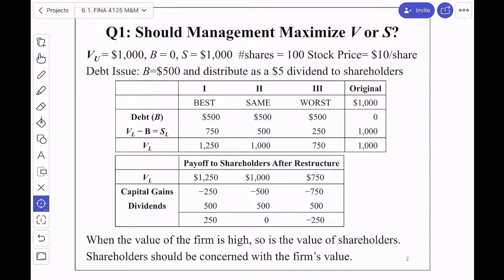Okay, so what we have here is just an example, okay? We begin with an unlevered firm, so a firm that doesn't issue debt. And let's say it's determined that the value of the firm is $1,000. That's the value at the same time of the outstanding stock, you see? Because there's no B, it's just V equals S. B is 0. There are 100 shares outstanding, so that makes each share worth $10.